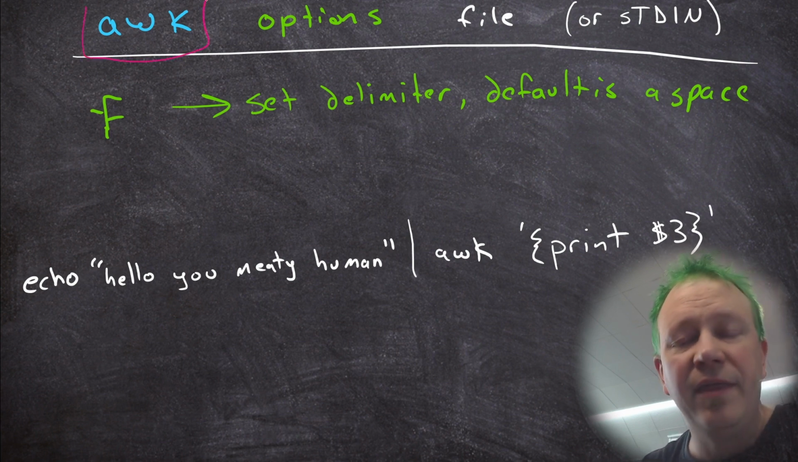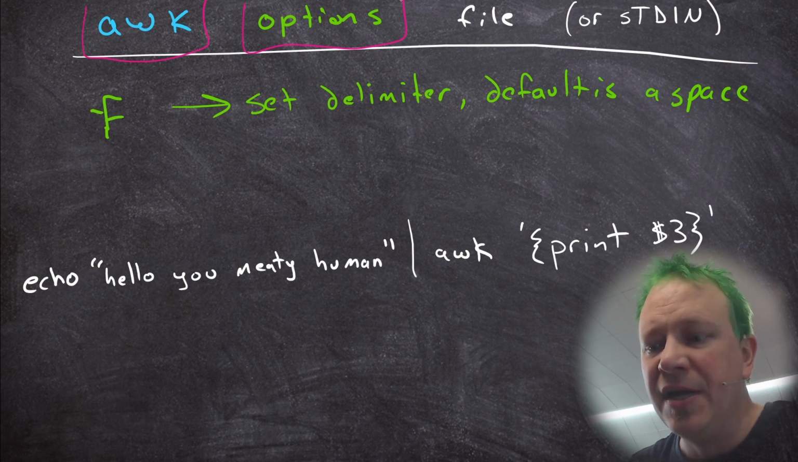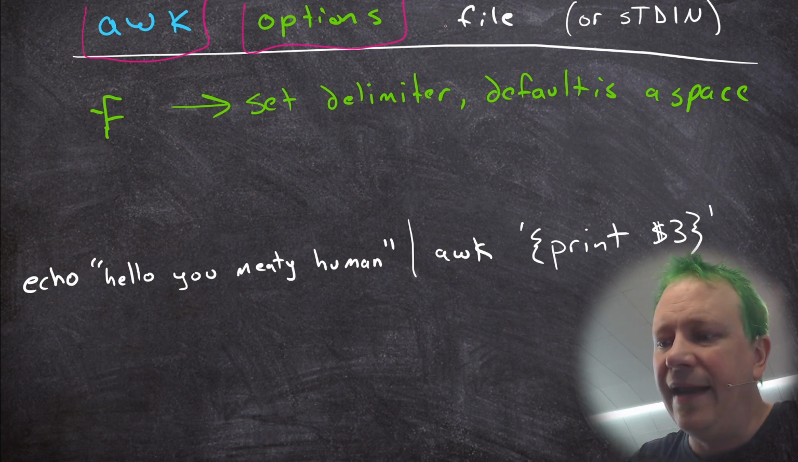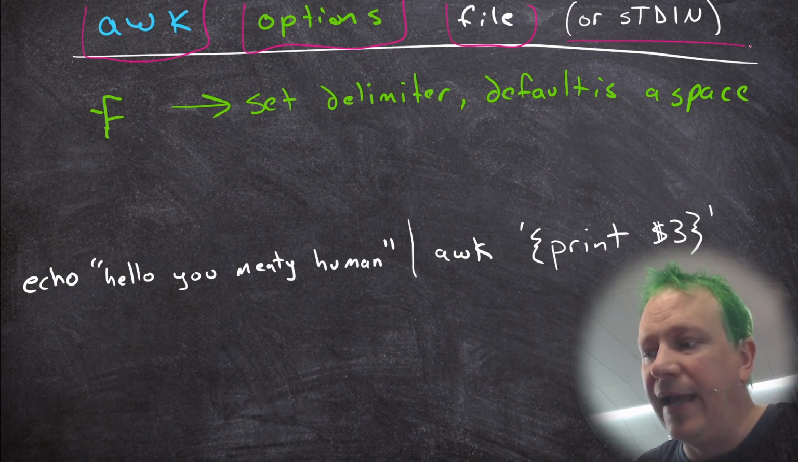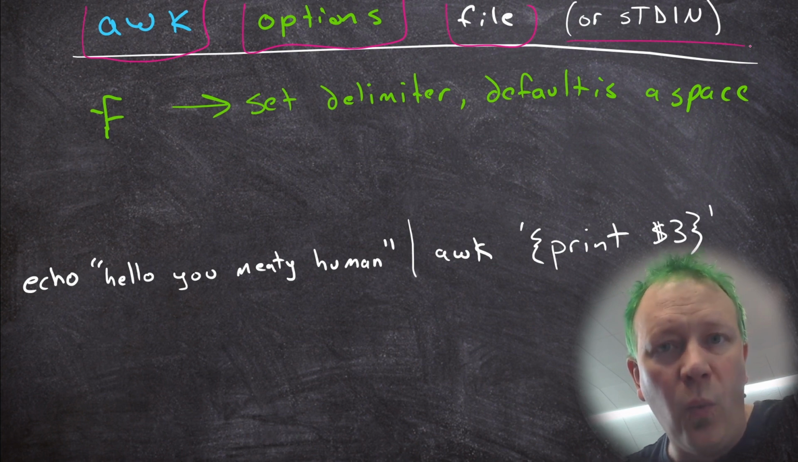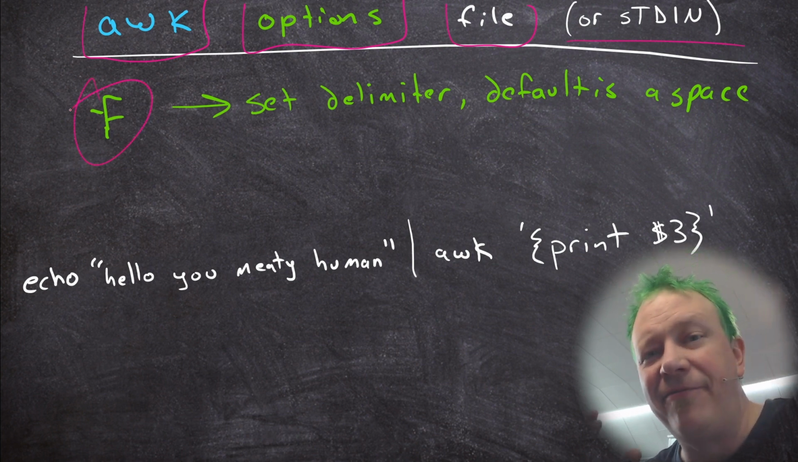Now, AWK works the same as the other tools that we've been using. Basically, you start with AWK, and then you give it whatever options you have. They don't have to have options, but if you have options, they go next. And then you either give it the name of a file or standard input, and it will run its manipulation on that.